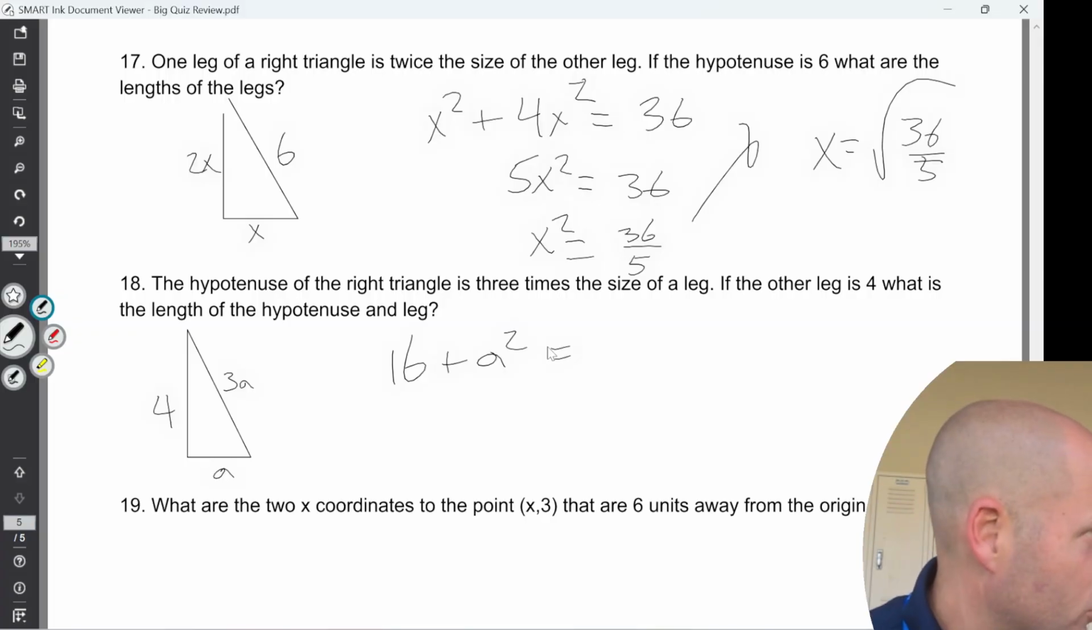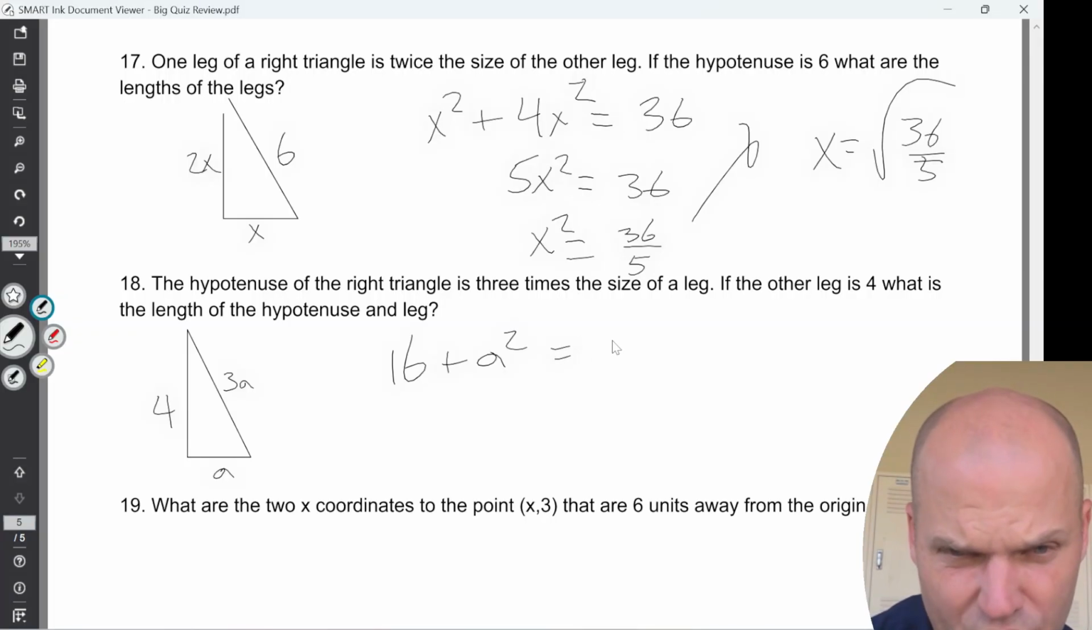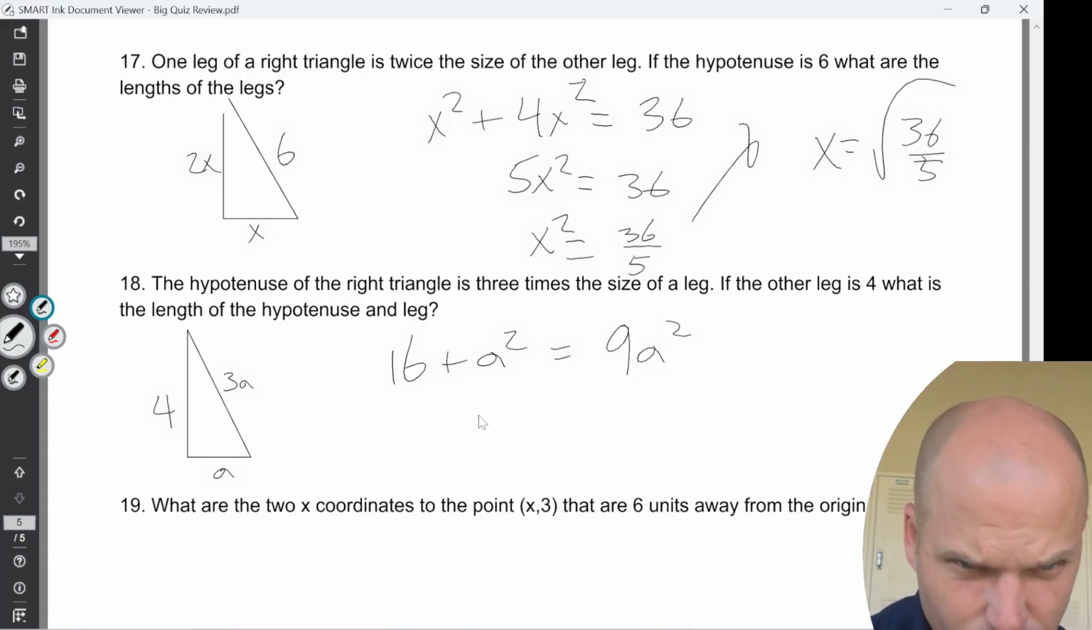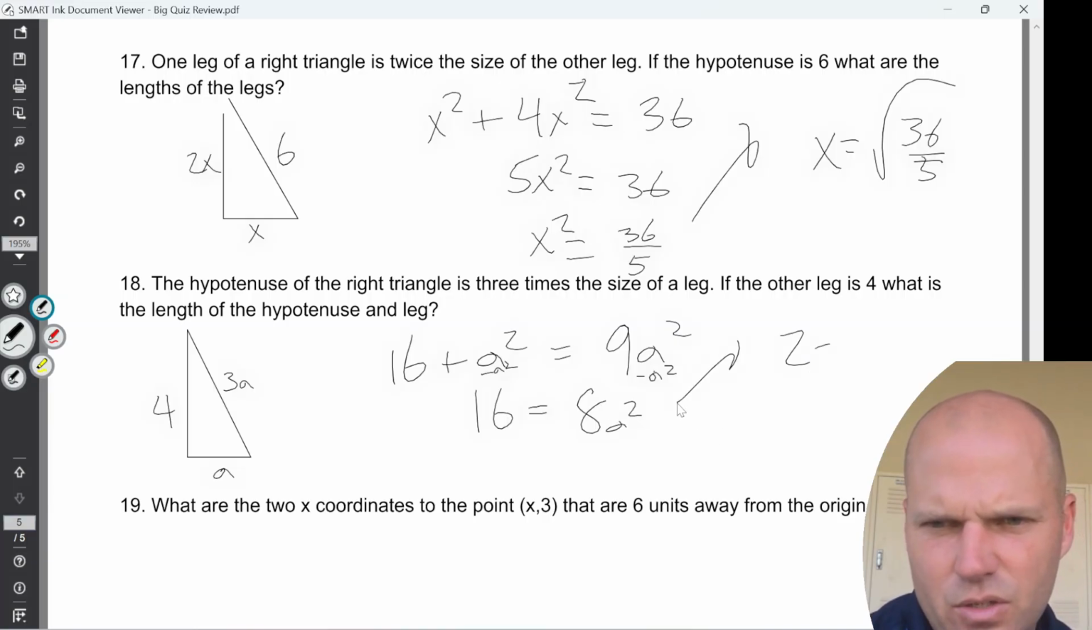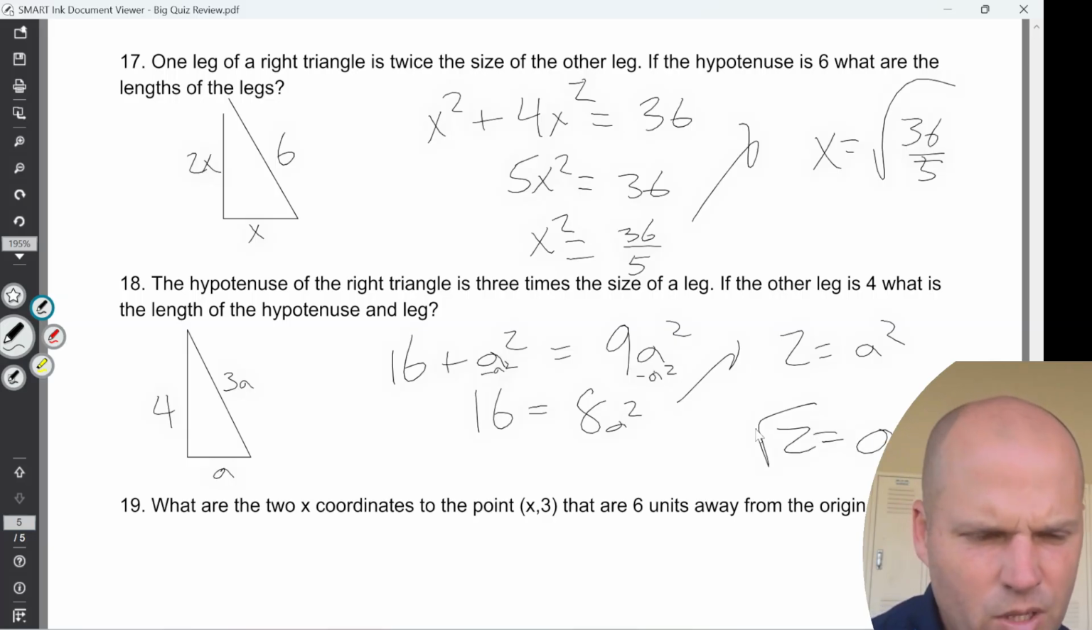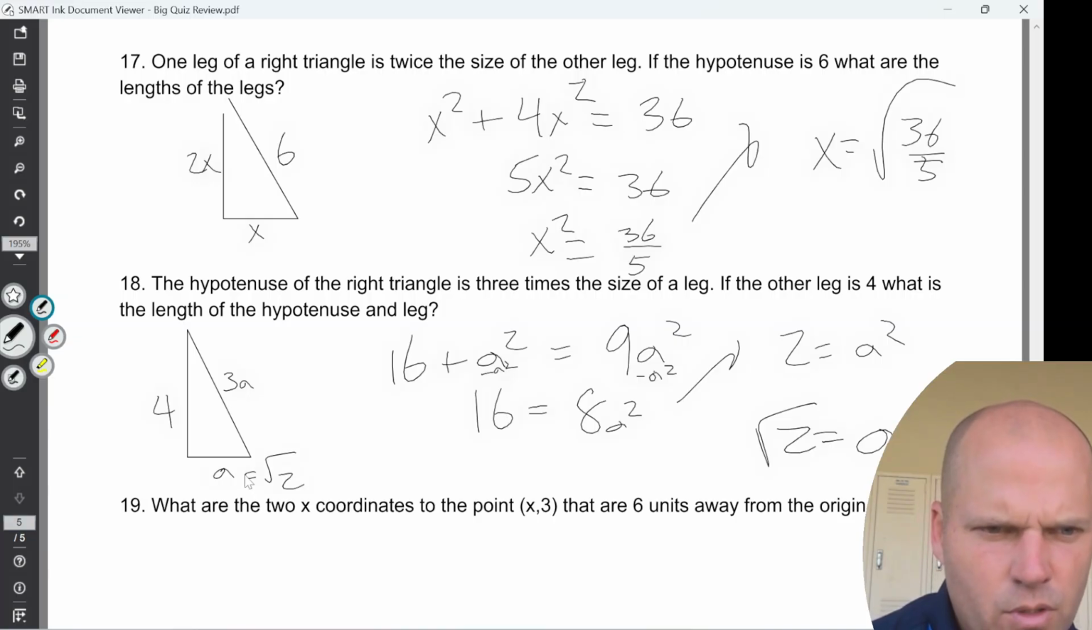I get some version of 16 plus a squared equals 9a squared. I subtract a squared from both sides. I get 8a squared. I divide by 8. I get 2 equals a squared. I will square root to get a is root 2. If a is root 2, 3a is 3 times root 2.